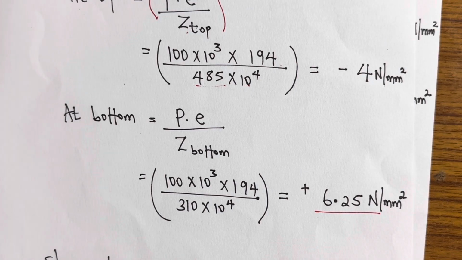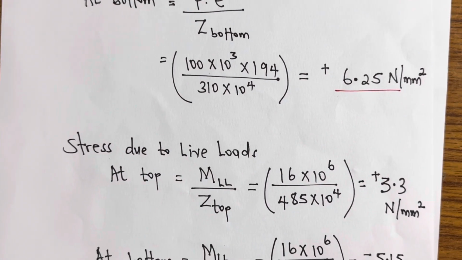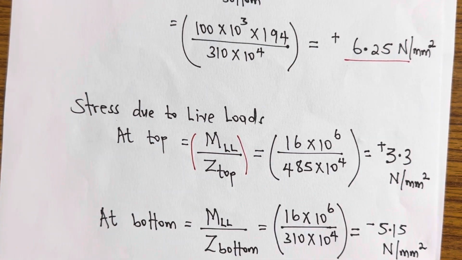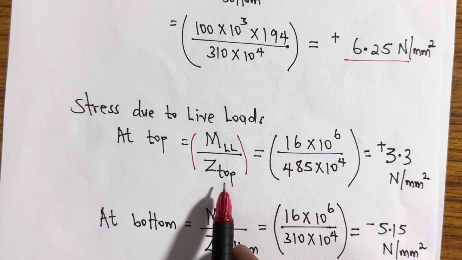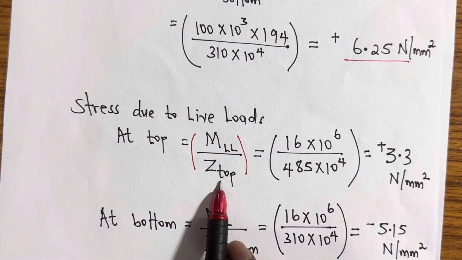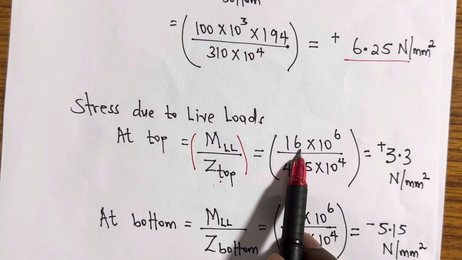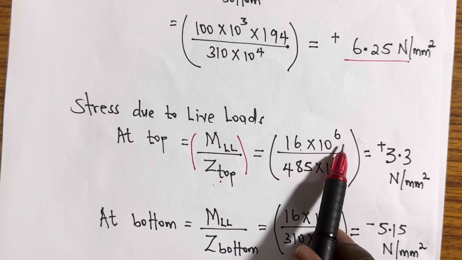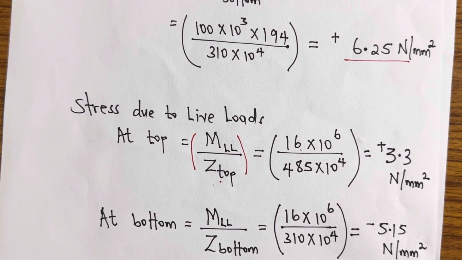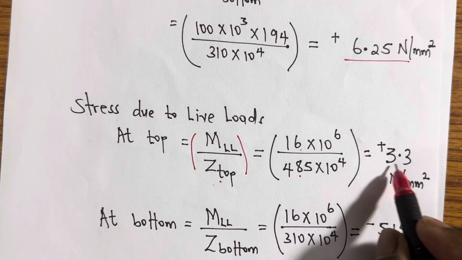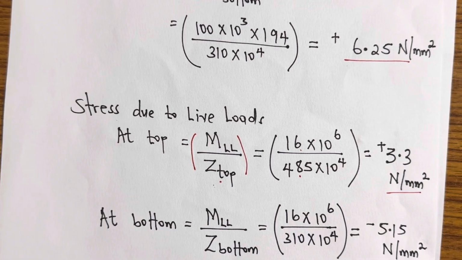Let us now get the stresses due to the loads which are imposed, the dead load and live loads. So here we go. At top, the formula is first of all given by moment due to live load. We're starting with live load. Moment due to live load divided by what? The section modulus, which is Z. So from the top, the moment due to live load we found to be 16, so 16 times 10 raised to power 6. This is to convert it to Newton millimeter. Then divided by Z at the top, you get positive 3.3 Newton per mm square.